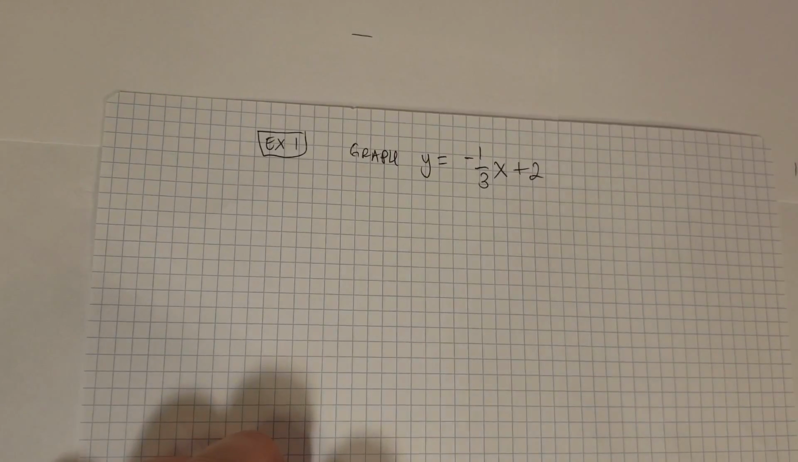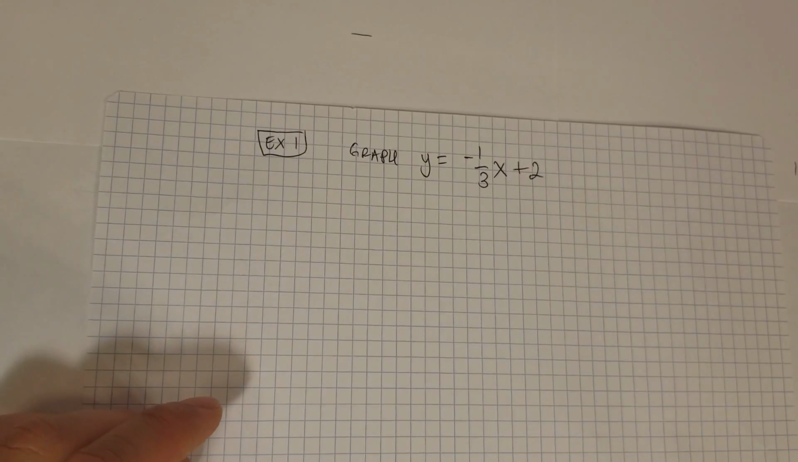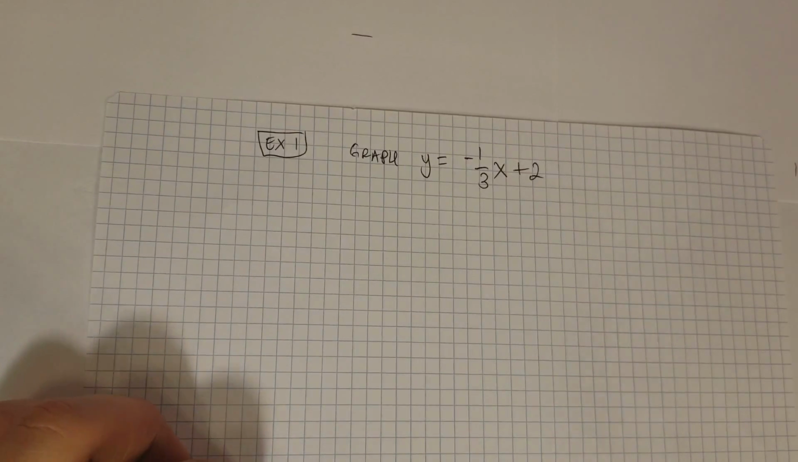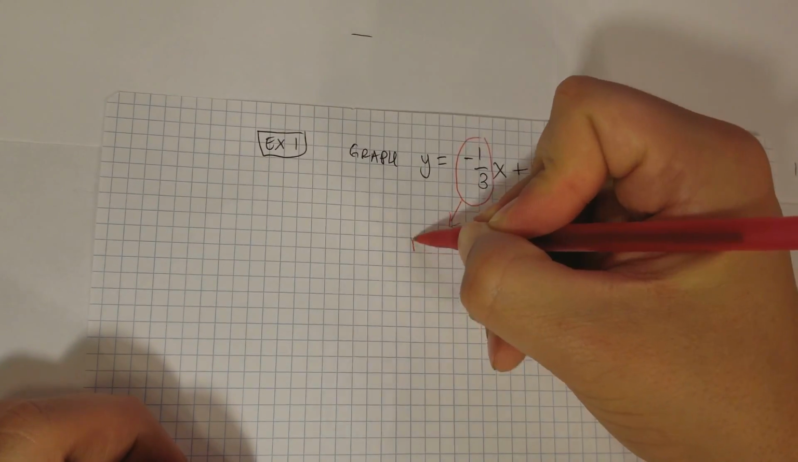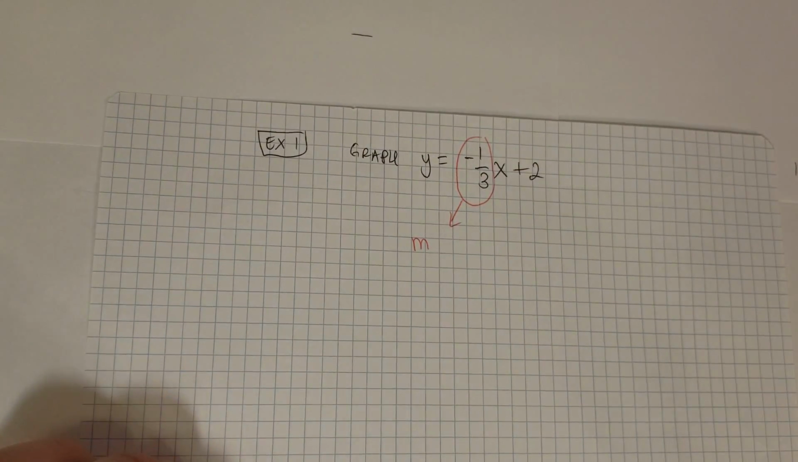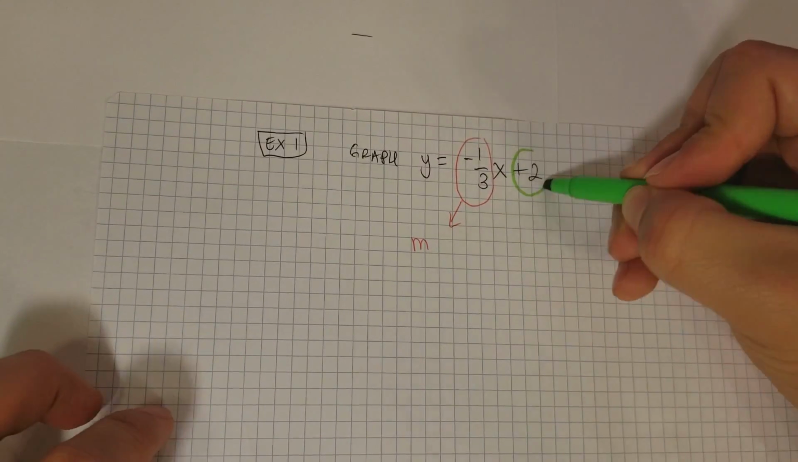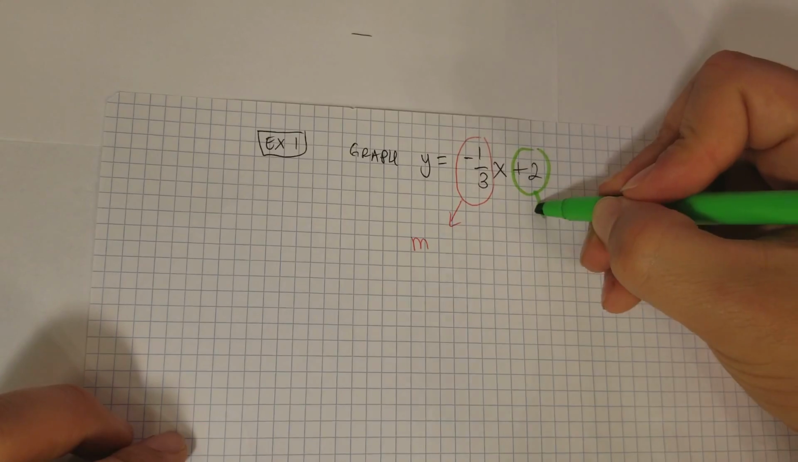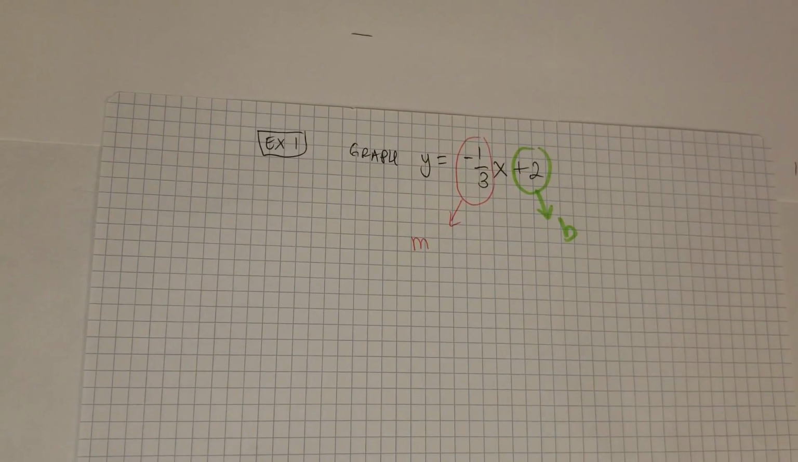The number that is in front of the x is called the slope. So if you want to figure out what the slope is, basically look at whatever's in front of the x. This will be the slope, or the m. The number that doesn't have the x next to it is called the y-intercept, which is what we talked about earlier. So this is b, the y-intercept. So let's say we want to graph that line.